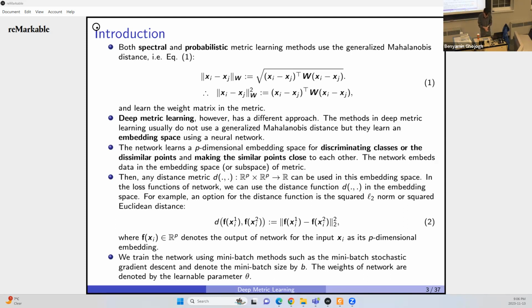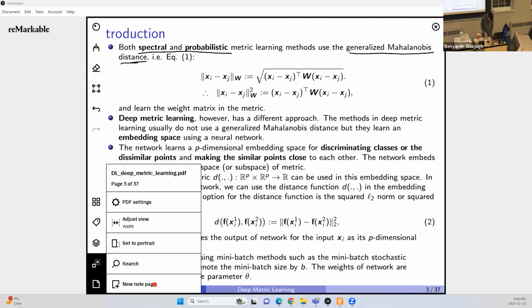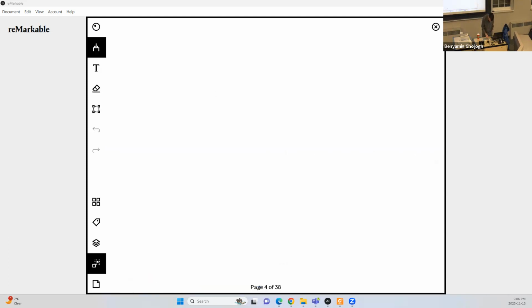What is spectral and probabilistic? These spectral and probabilistic metric learning methods use the generalized Mahalanobis distance. What is generalized Mahalanobis distance? Let me talk about the Mahalanobis distance first briefly. So consider these two clouds of points.